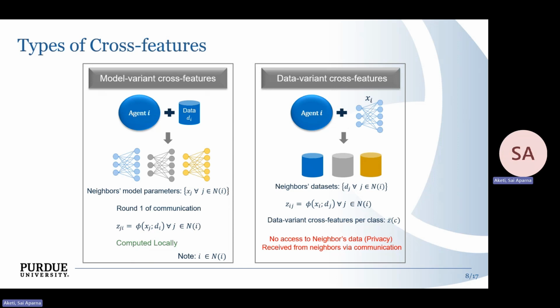Instead of communicating the data variant cross features for each sample, we compute the mean or averaged feature for each class and communicate this instead. This reduces the communication overhead of the system.